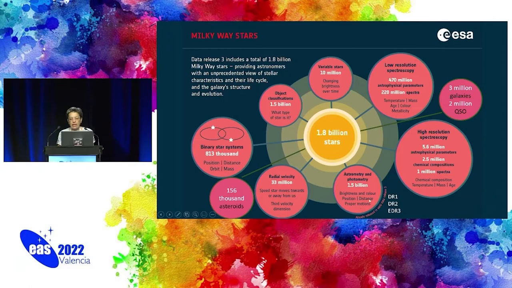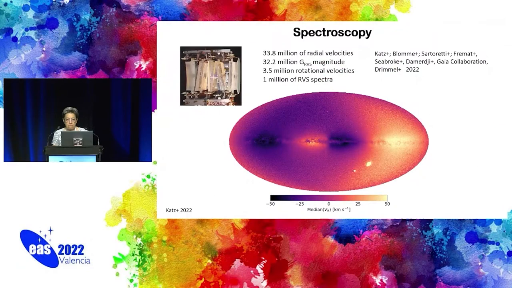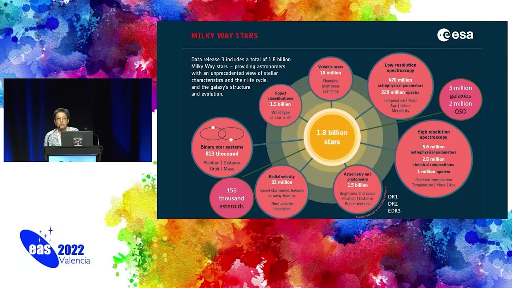And now we have complemented all this information, that has been wonderful, that has produced almost 1,600 papers per year already, as Markus mentioned before. We have complemented it with more information about the chemistry, the radial velocities, and the classification of the objects, in such amount of data and precision that it is unprecedented till now. So we have binaries, asteroids, radial velocities, classification of objects, variables, low resolution spectroscopy, extragalactic objects, and high resolution spectroscopy.